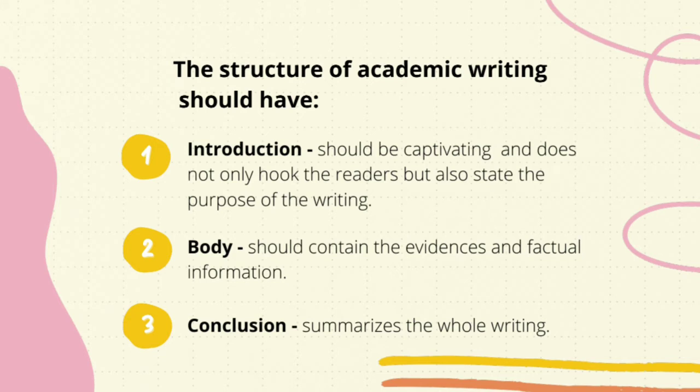The structure of academic writing is similar to a paragraph. It should have these three. Introduction. It should be captivating and does not only hook the readers, but also state the purpose of the writing. Body. It should contain the evidence and factual information. And conclusion. It summarizes the whole writing.